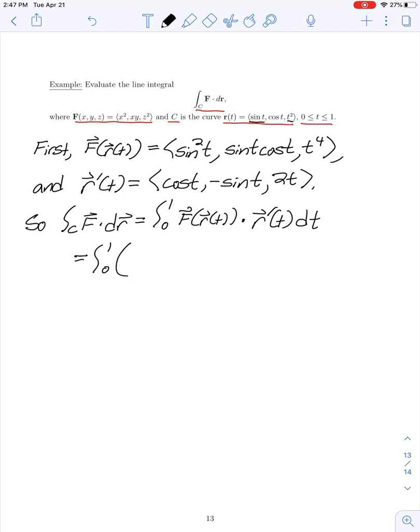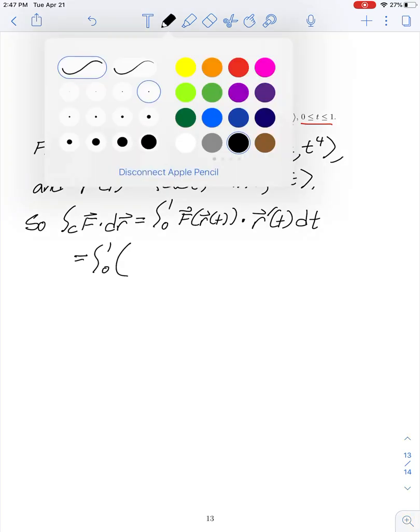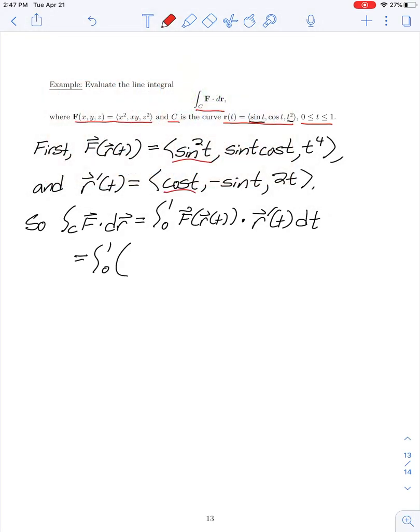So this becomes the integral from 0 to 1 of, if we look at the product of our first terms, we have sine squared t times cosine t. Then we add the product of negative sine t with sine t cosine t. So that gives us negative sine squared t cosine t. And then the sum of the product of our last two terms, we have 2t to the fifth dt.